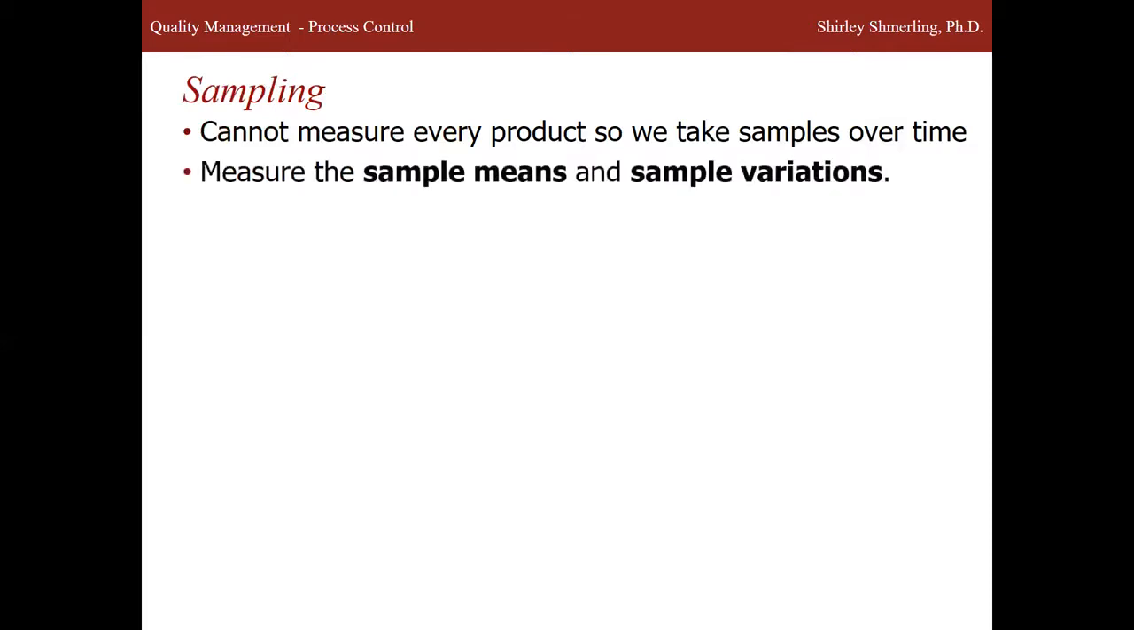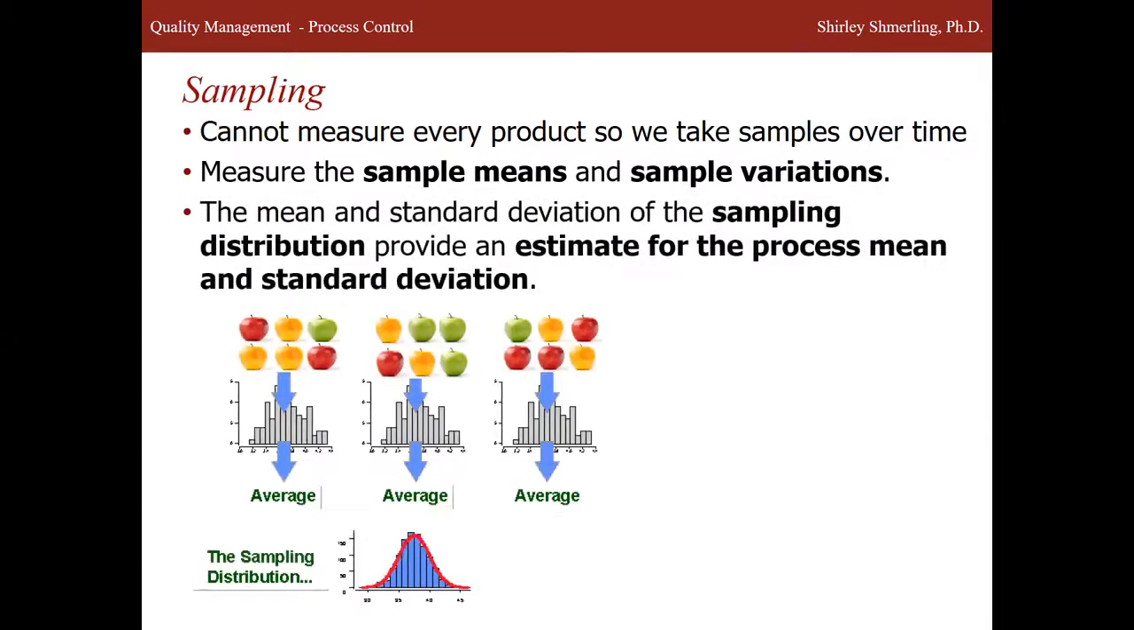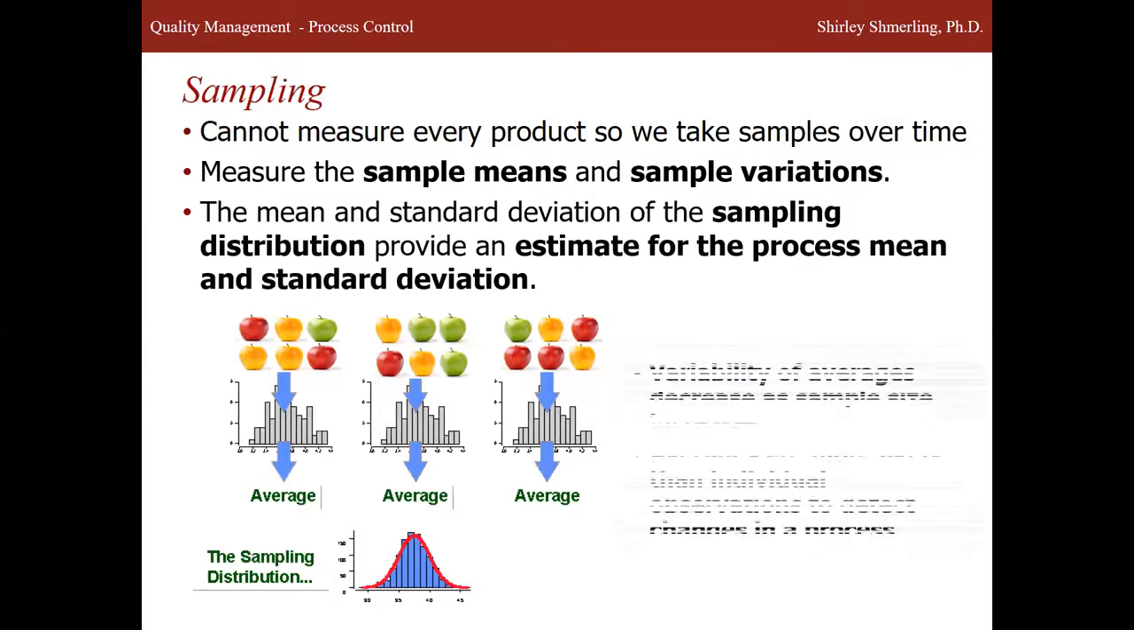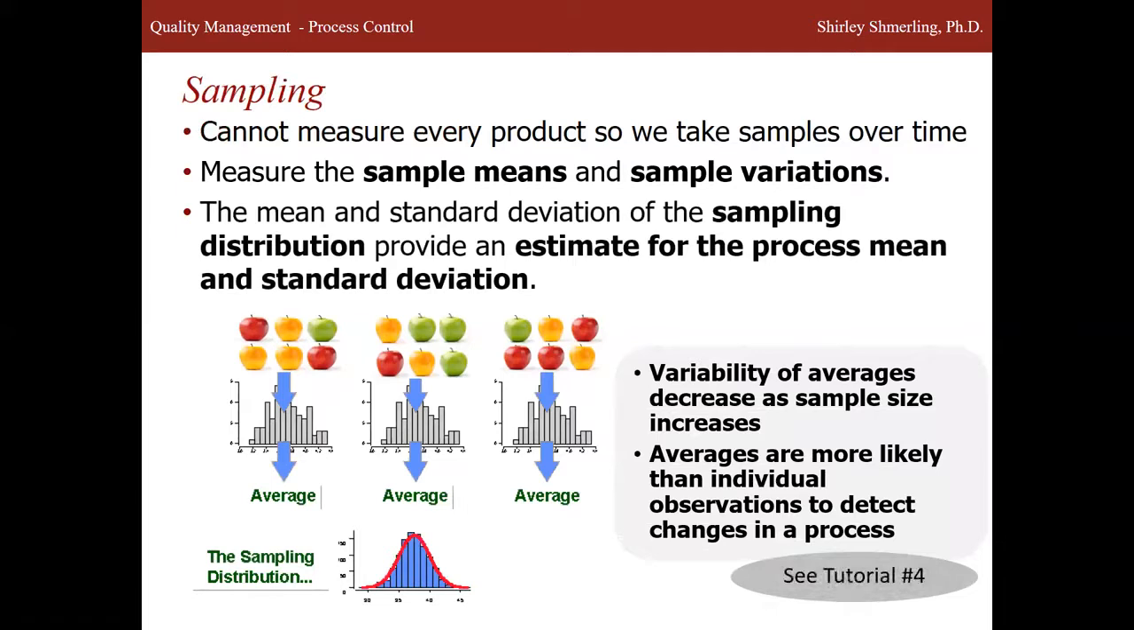Luckily, we can rely on inferential statistics and estimate the mean and variation of the process based on a series of samples that are taken over time. This is the foundation of control charts. Tutorial 4 walks you through the demonstration and illustration of sampling distributions, which will help you better understand how sampling works, how often to take a sample, etc.